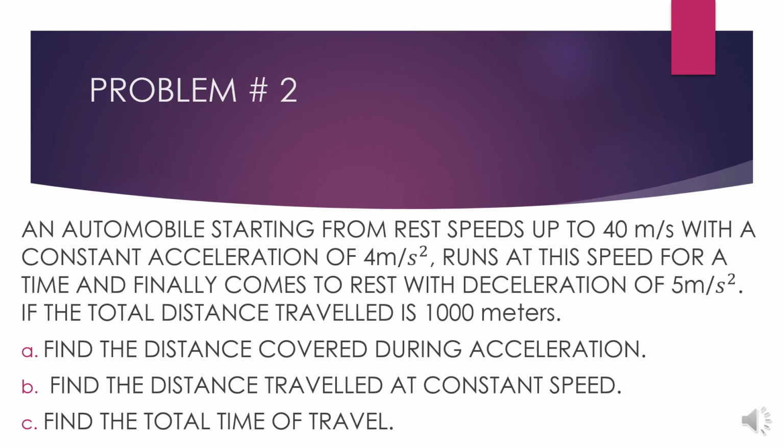For problem number 2, an automobile starting from rest speeds up to 40 meter per second with a constant acceleration of 4 meter per second squared, runs at this speed for a time, and finally comes to rest with deceleration of 5 meter per second squared. If the total distance traveled is 1,000 meters, letter A, find the distance covered during the acceleration. Letter B, find the distance traveled at constant speed. And finally, letter C, find the total time of travel.